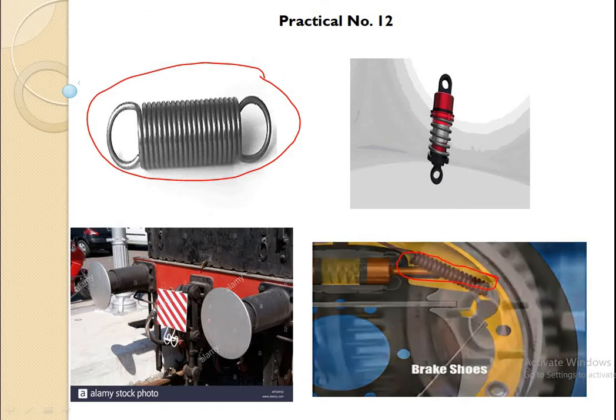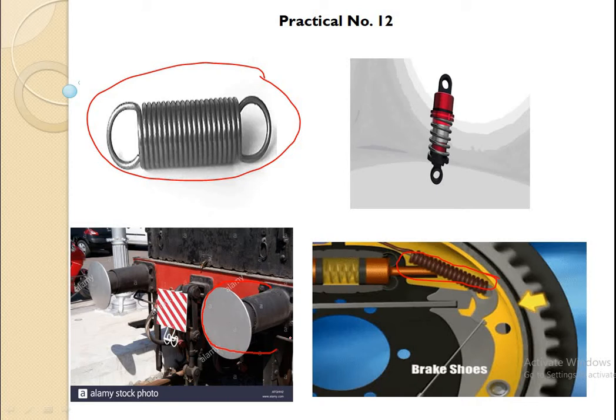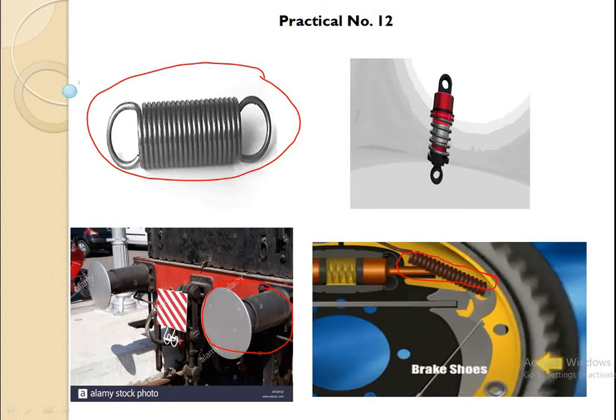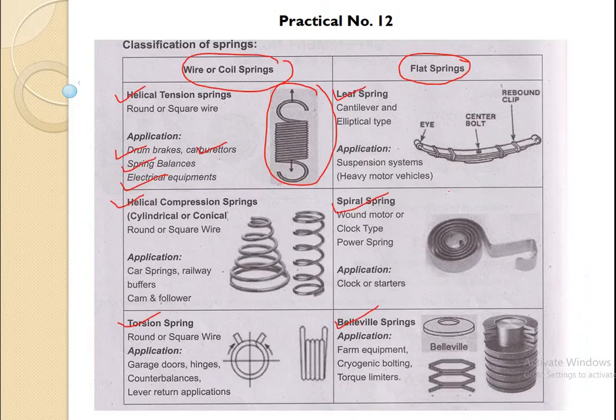Now these are the railway buffers. How are the springs used in the railway buffers? Now we can use the helical compression spring in the railway buffers. This is the helical compression spring.